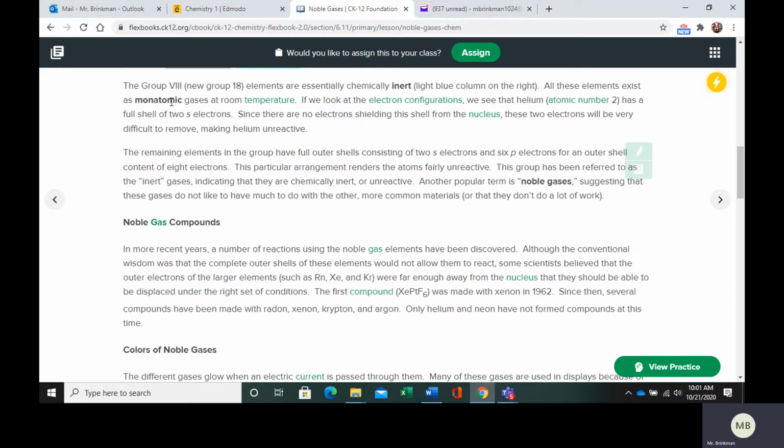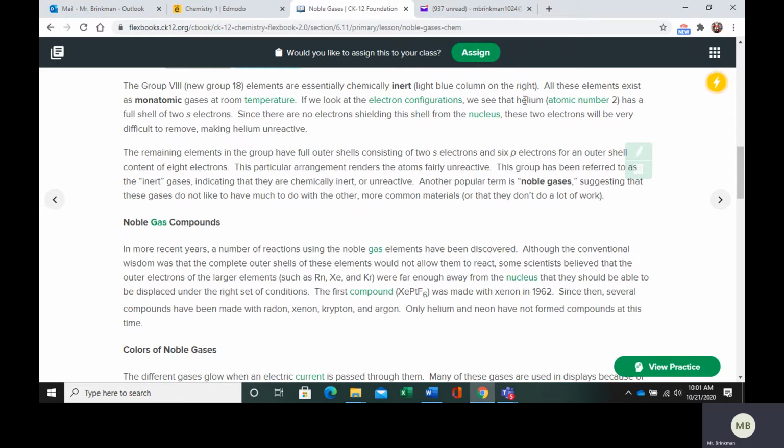A diatomic gas, an example of that would be oxygen. Oxygen has the chemical formula O2. You have two oxygens joined together, but these gases in group 8, it is only going to be one of the element. So their electron configurations, let's look at that.